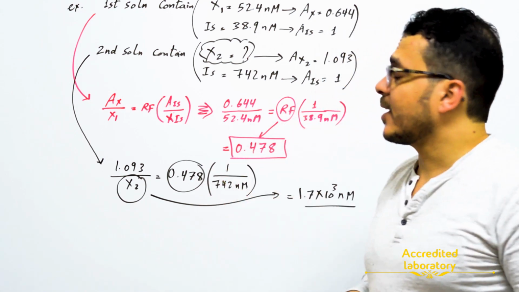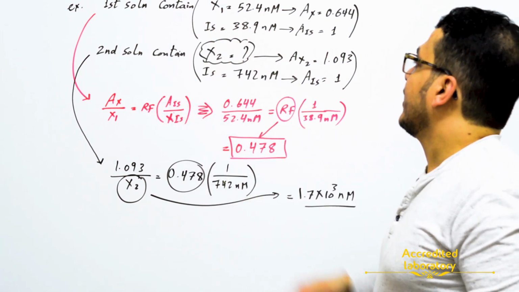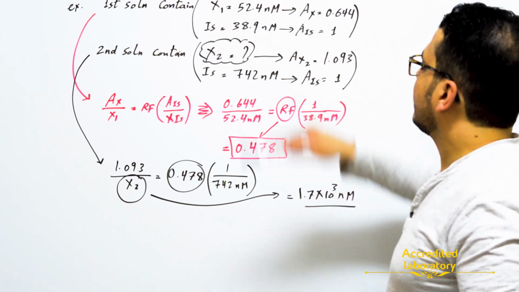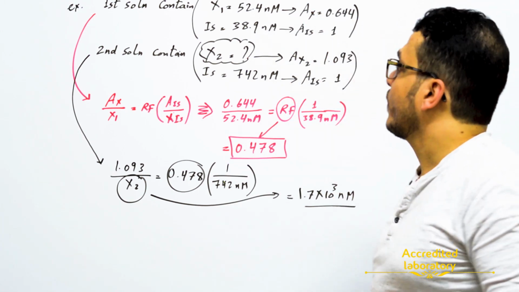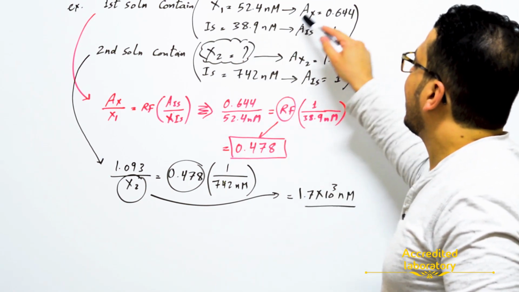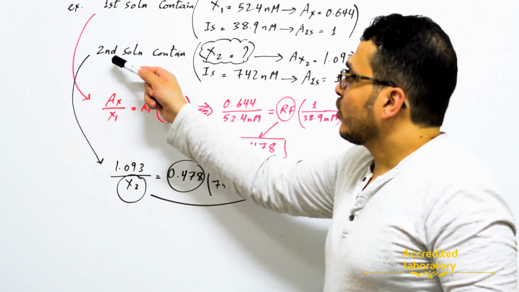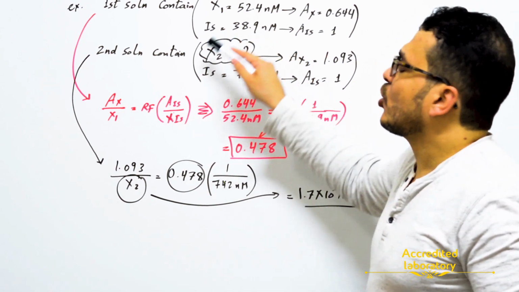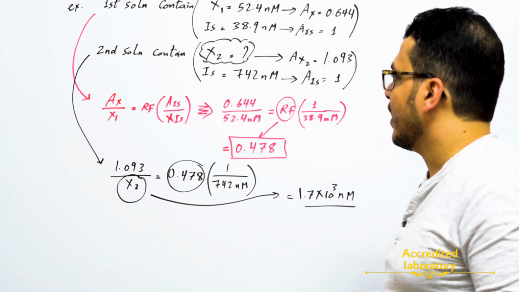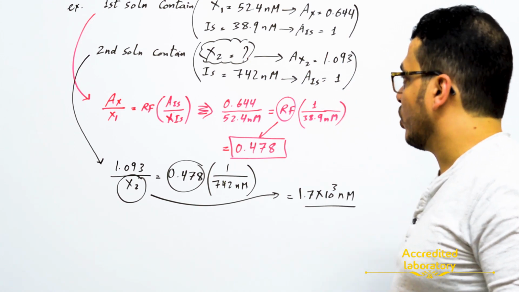In the case of an internal standard, as in this example, you have two solutions. In the first solution, the concentration of analyte was 52.4 nanomolar, and the area, the response, was 0.644. The internal standard added was 38.9, and the area we got was equal to 1. For the second solution, the concentration of analyte was unknown, and the area or response was 1.093. The internal standard added was 742 nanomolar, and the area we got was equal to 1.